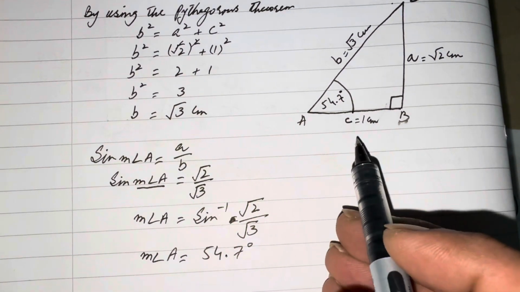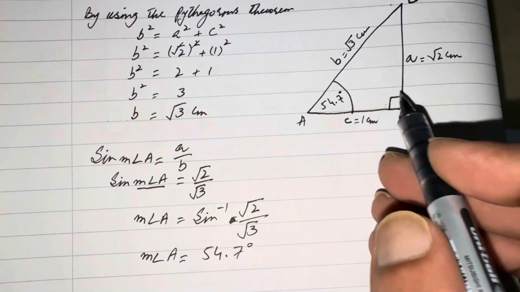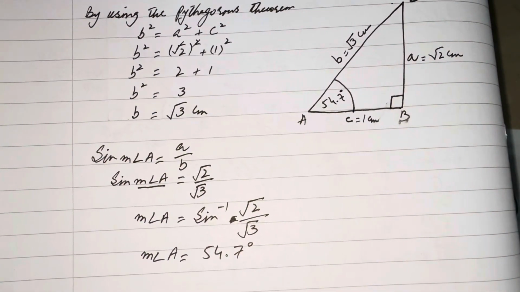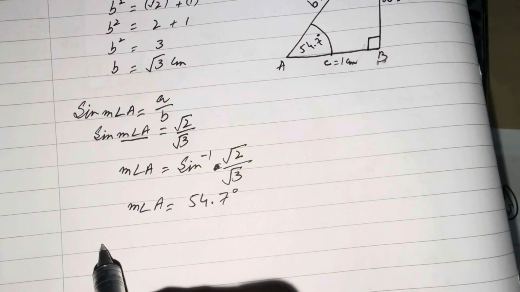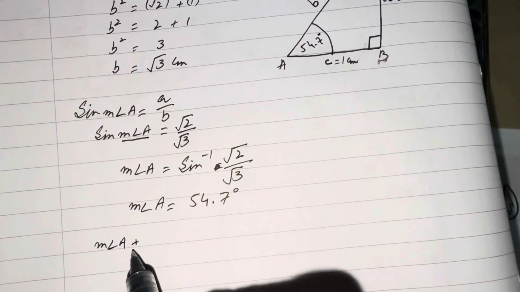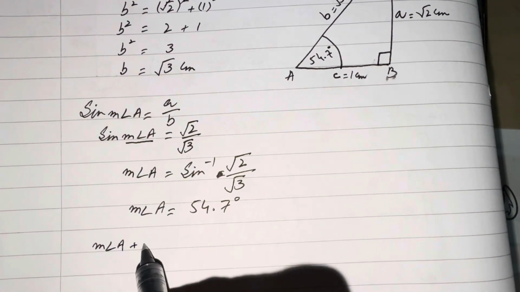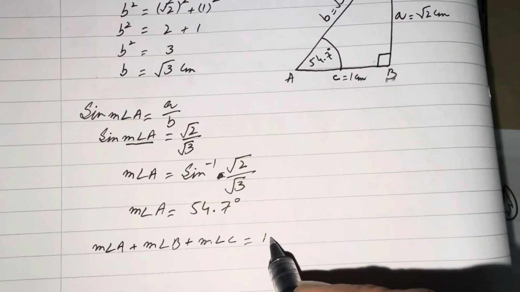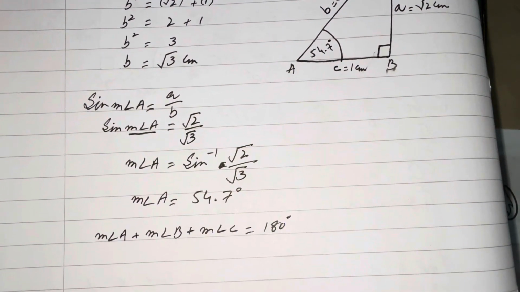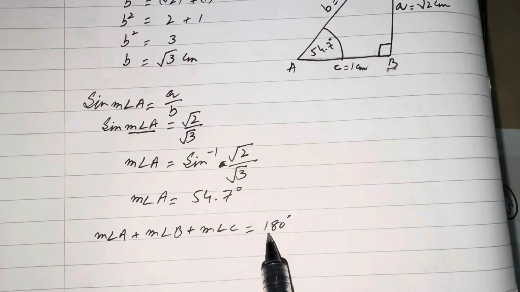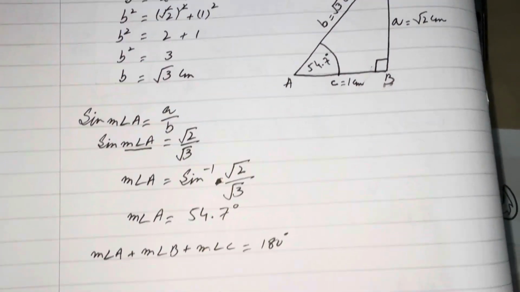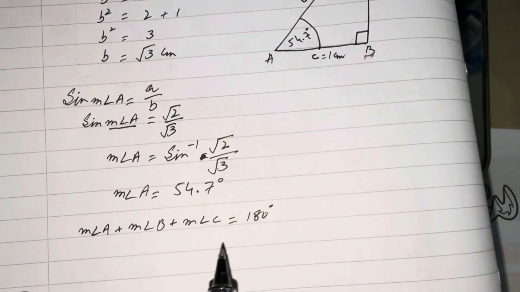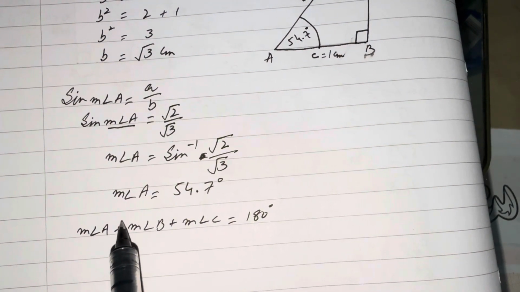And now, if you remember that the sum of all the angles of a right angle triangle is equal to 180 degrees, we can say that the measure of angle A plus the measure of angle B plus the measure of angle C is equal to 180 degrees, because the sum of all the angles of a triangle is 180 degrees. So now put in the values which we have found.